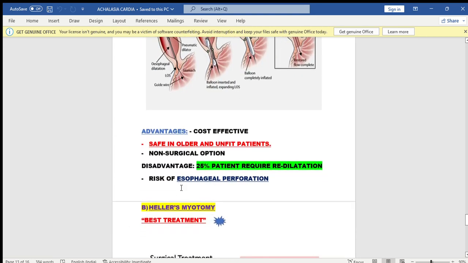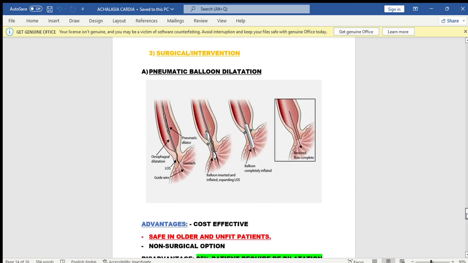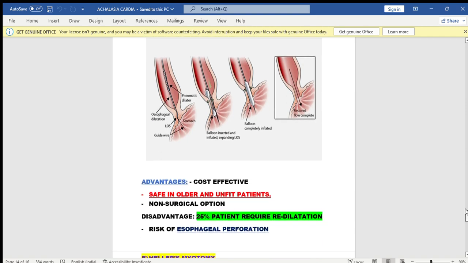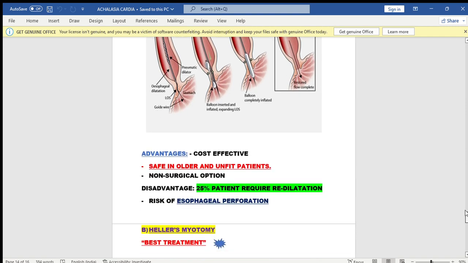Right. So we have another technique called pneumatic balloon dilatation. Basically you pass a dilator and this lower esophageal sphincter area is dilated. But the problem with pneumatic dilatation is that there can be a 25% risk of esophageal perforation. So you need to assess the patient properly, right? Pneumatic balloon dilatation is again safer in older people and unfit patients, and it is a non-surgical option. But the only problem with that is there can be risk of esophageal perforation, and there will be a requirement of redilatation in this patient. So it's not a very good option, I would say.